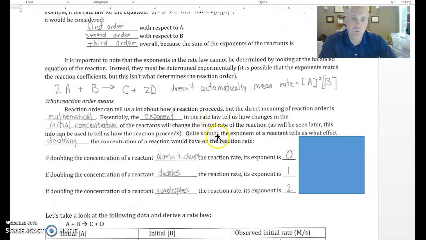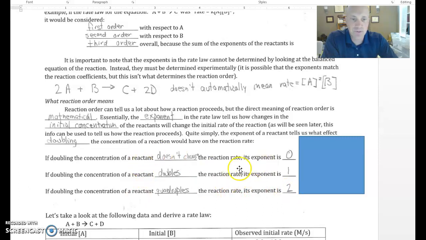Quite simply, the exponent of a reactant is going to tell us what effect doubling the concentration of that reactant would have on the reaction rate. If doubling the concentration of a reactant has no effect on the rate, we would say that the exponent is 0, or you'd say it's 0 order with respect to that reagent. If doubling the reactant doubles the reaction rate, its exponent would be 1. And if doubling a reactant quadruples the reaction rate, its exponent would be 2.